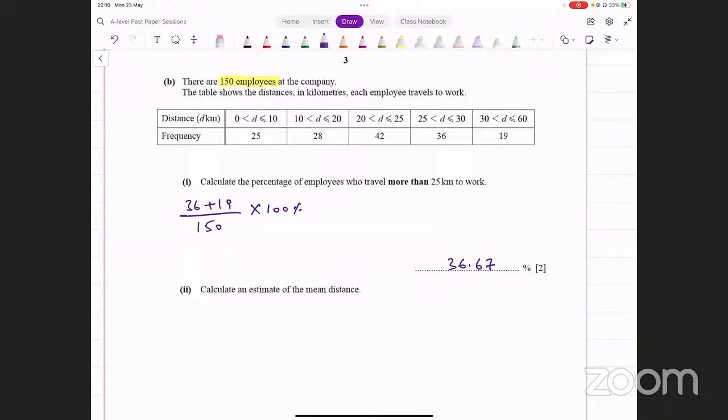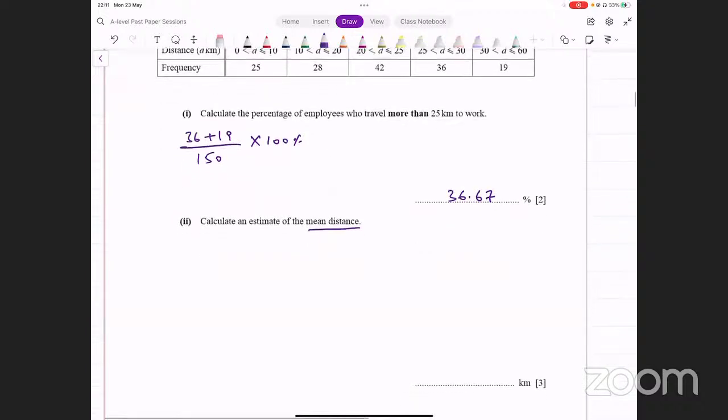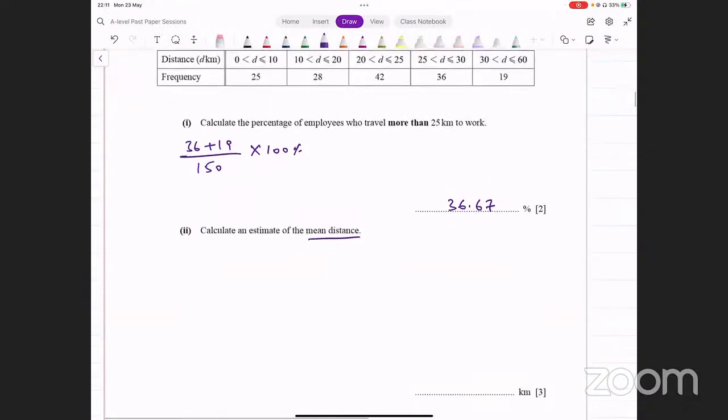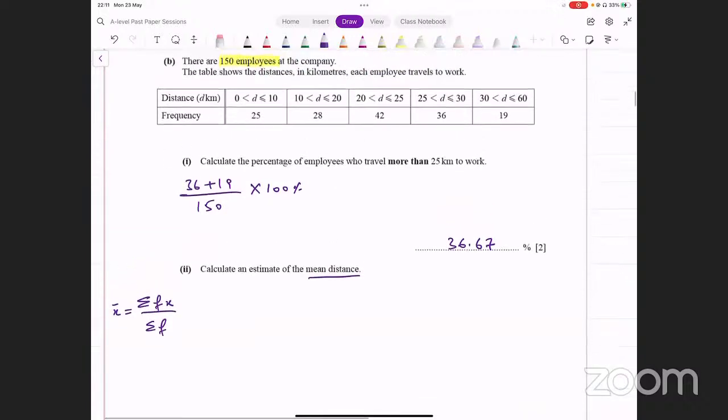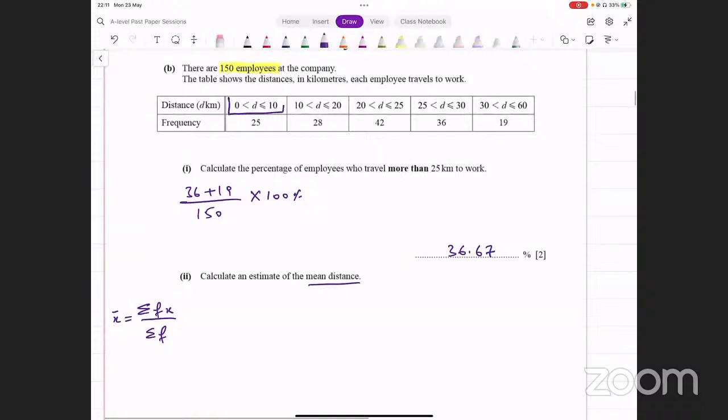All right. Now it says calculate an estimate of the mean distance. Mean find करना है. You've got group data. Group data के अंदर आप mean कैसे find करते हो? आपके पास एक formula होता है. What's that formula? Sigma fx divided by sigma f. Okay. लेकिन अब इसके लिए आपको क्या करना पड़ता है? आपको कुछ calculation करनी पड़ती है. जब ये इस तरह से class intervals दिए होते हैं, frequencies तो आपके पास हैं. So this is frequencies. F आपके पास है.